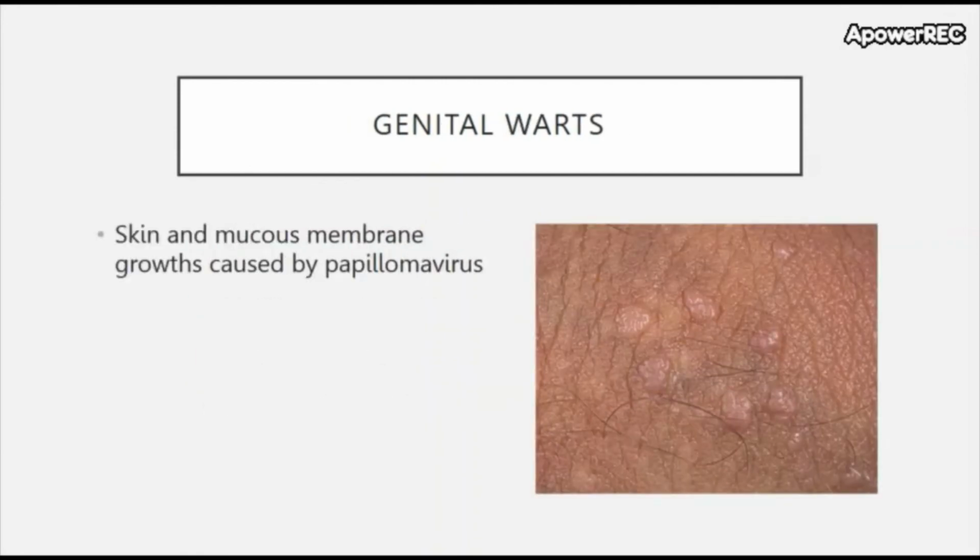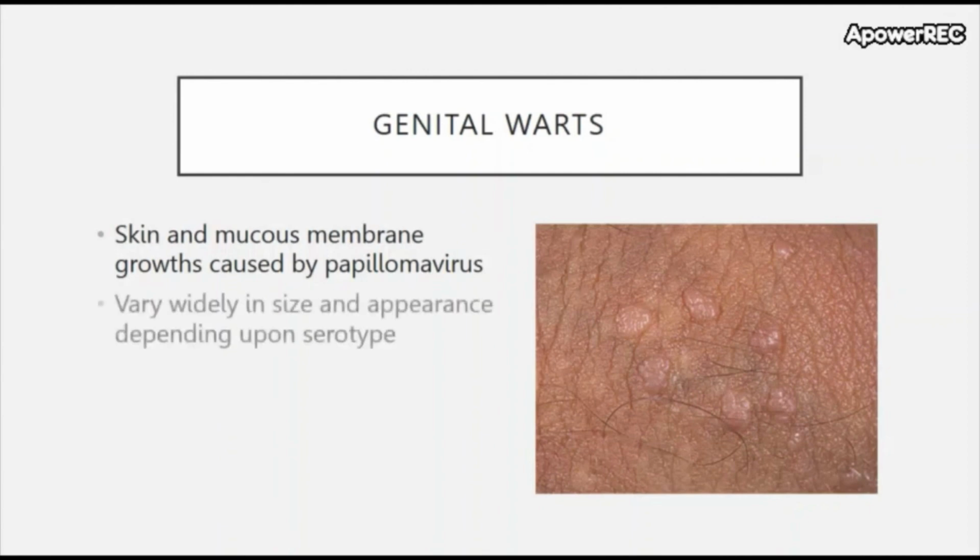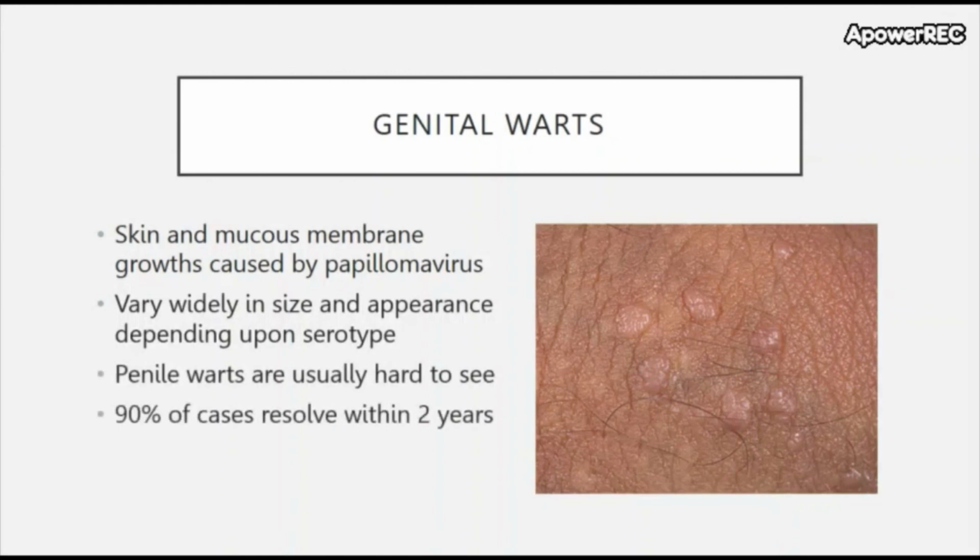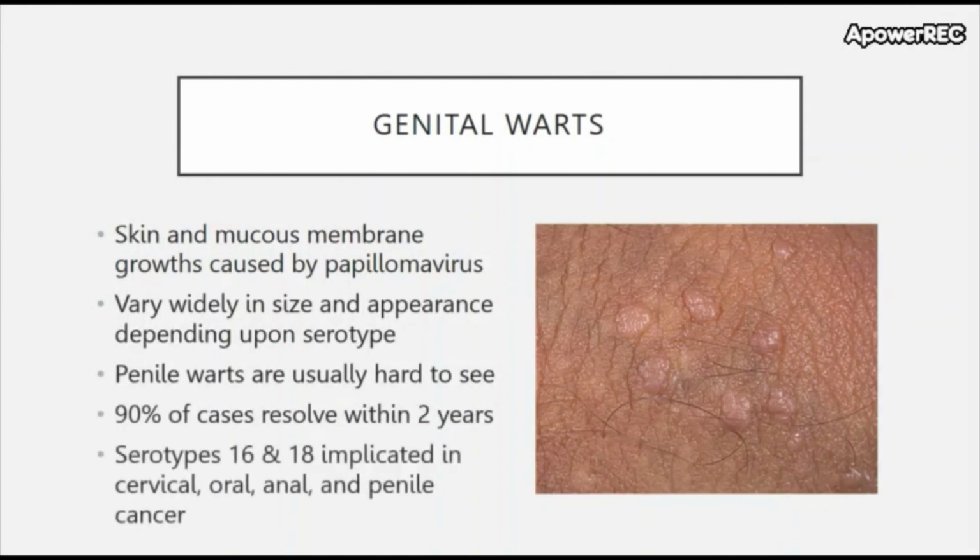Next up are genital warts. They affect skin and mucous membrane growths caused by papillomavirus. They vary widely depending on the size and appearance and the serotype. Penile warts are usually hard to see. 90% of cases resolve within 2 years, and serotypes 16 and 18 are implicated in cervical, oral, anal, and penile cancer.